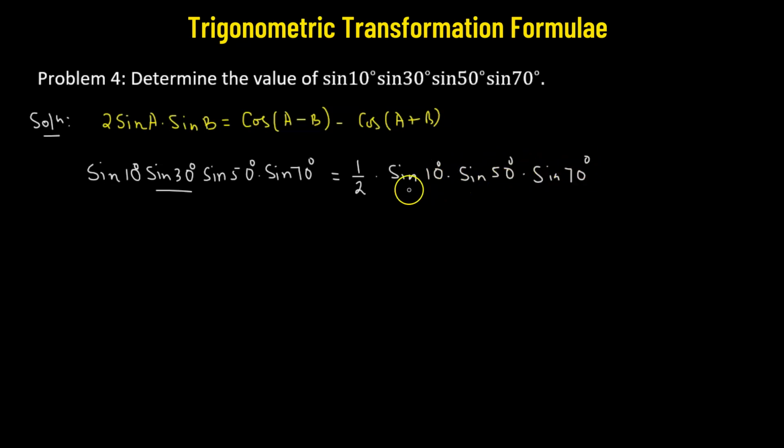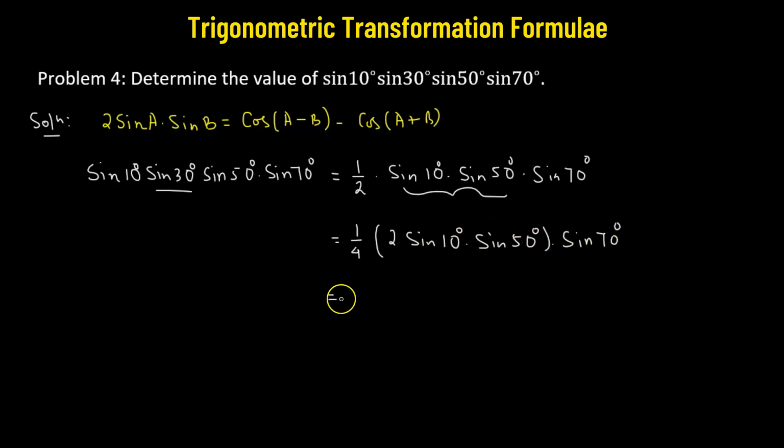Okay, so let's begin by first combining sine 10 degrees and sine 50 degrees. But we have a factor 2 missing here. That's fine. What we can do is multiply and divide by 2. So 1 over 4 multiplied by 2 times sine 10 degrees times sine 50 degrees, and multiplied to it is sine 70 degrees. So this will be equal to 1 over 4. So we can use this particular formula.